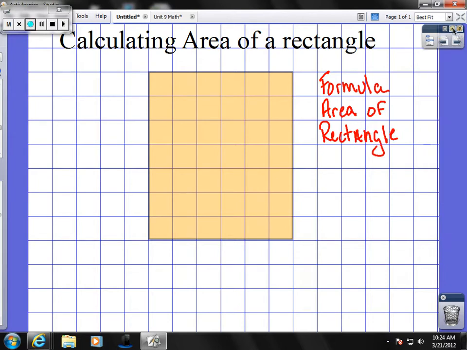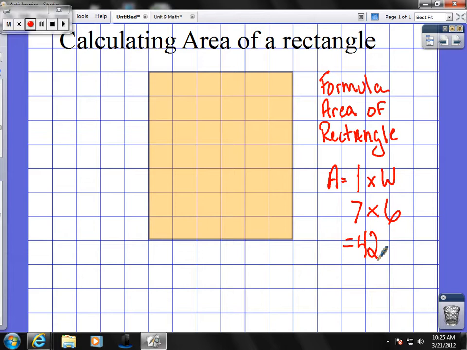And that formula is area equals length times width. The length of the object times the width of that object. So if I look at my rectangle here, I have an object that is 1, 2, 3, 4, 5, 6, 7 squares long by 1, 2, 3, 4, 5, 6 squares wide. And I know that 7 times 6 is going to give me 42.